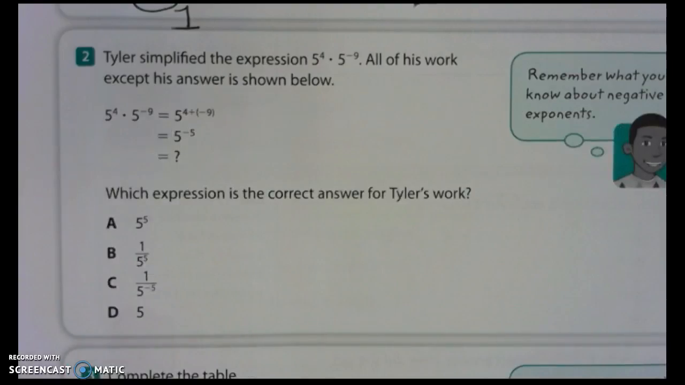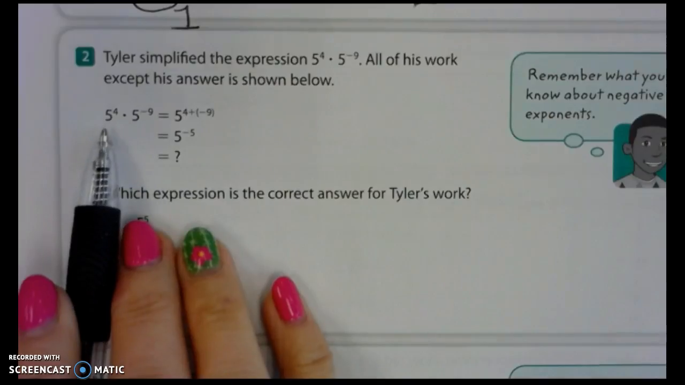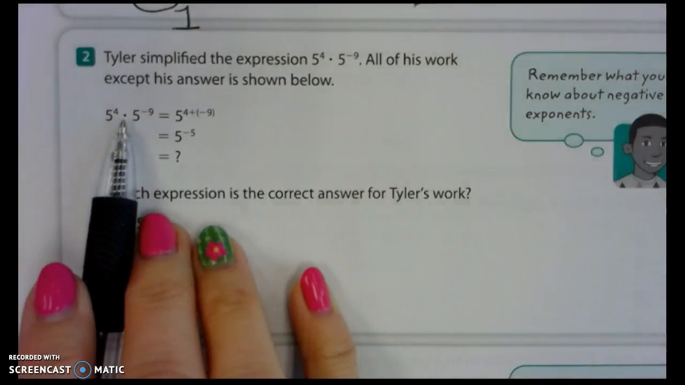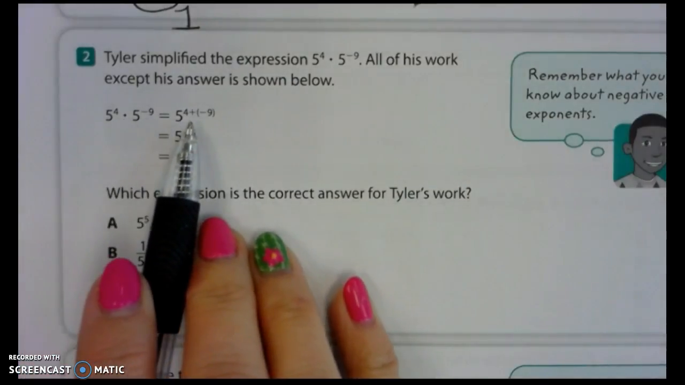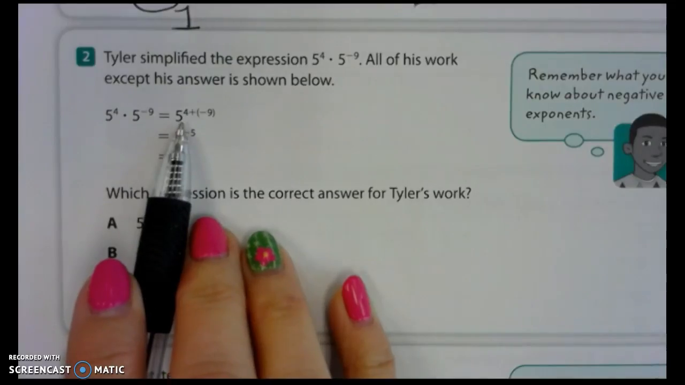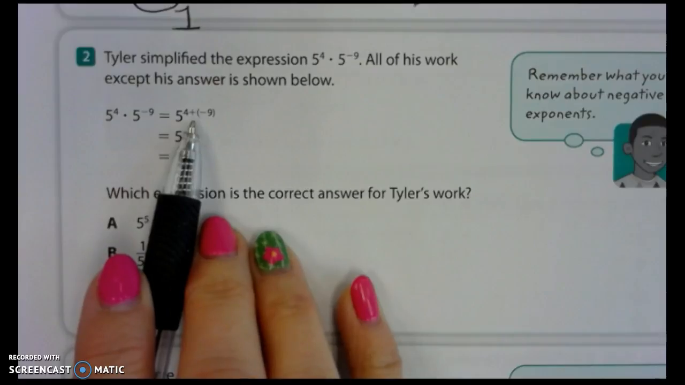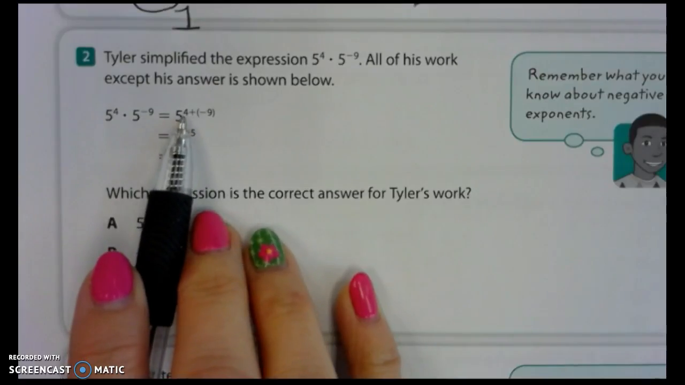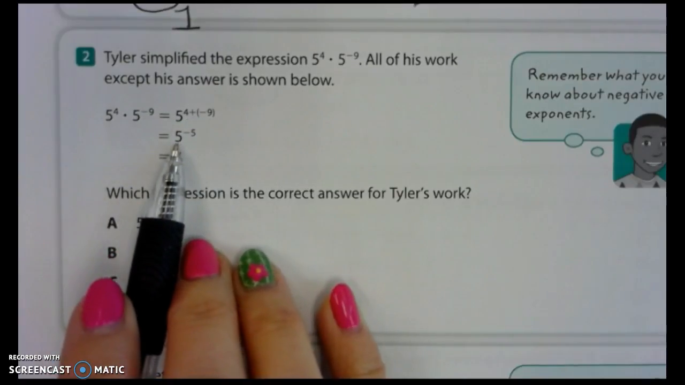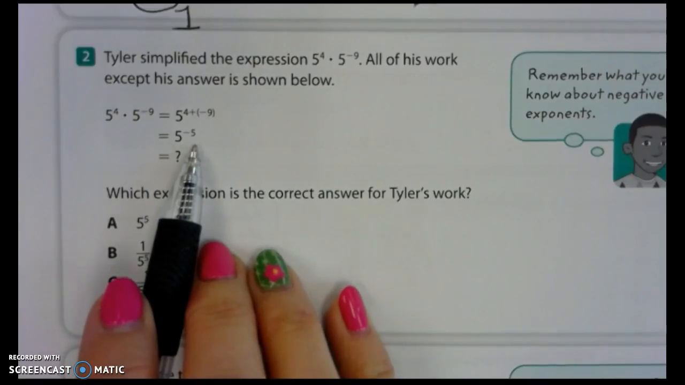Number 2. Tyler simplified the expression 5 to the 4th times 5 to the negative 9. All of his work except his answer is shown below. Original question, 5 to the 4th times 5 to the negative 9 is equal to, what he's done is he's kept his base and he is adding his exponents, which is correct. So 5 to the 4 plus negative 9 becomes 5 to the negative 5.